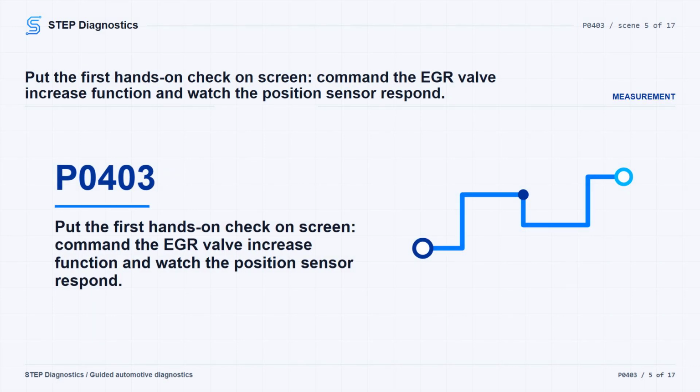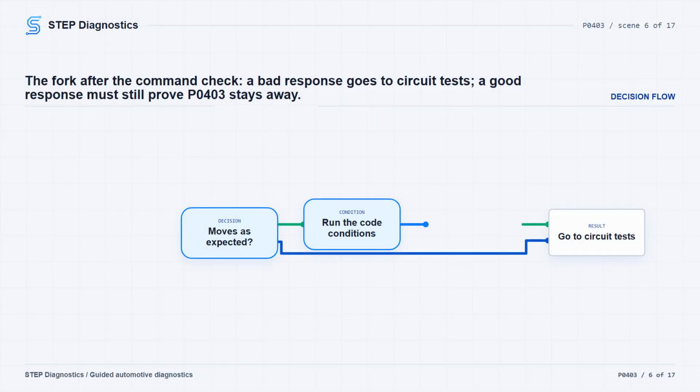With the ignition on and the vehicle in service mode, use the scan tool to command the EGR valve increase function. Watch the EGR position sensor. It should read 0 to 70% and it should change. If it does not fall in that range or it does not move, go into circuit testing. If it does respond correctly, reproduce the operating conditions for the code or the captured conditions from the failure data, and confirm P0403 does not reset. If the code resets, move on to circuit testing. If it does not reset, the check is passing at that time.